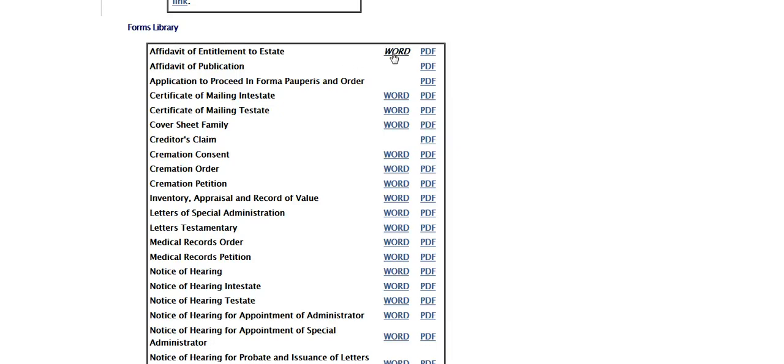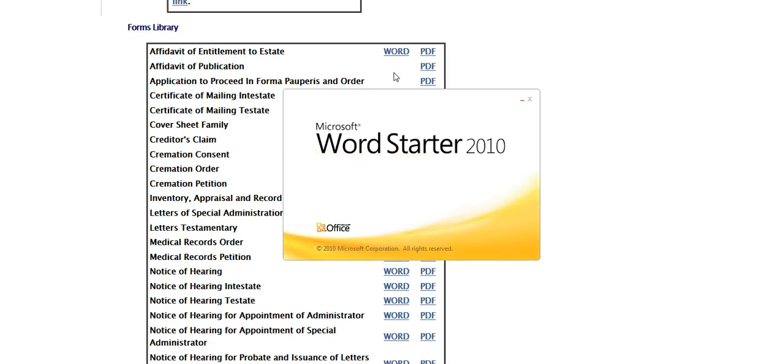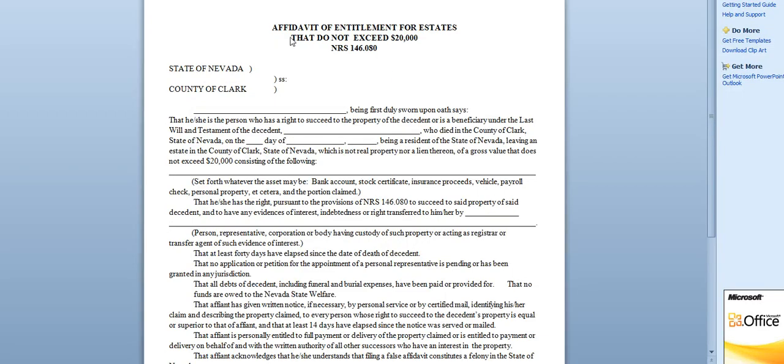This is the form that you can use when a person dies with less than $20,000 in personal property. The way the form reads, you cannot have more than $20,000 altogether in aggregate and still use this form. And so it says affidavit of entitlement for estates that do not exceed $20,000.